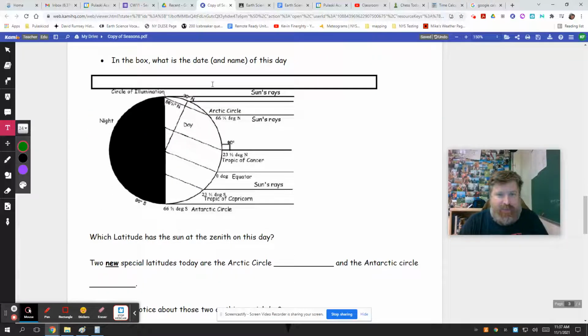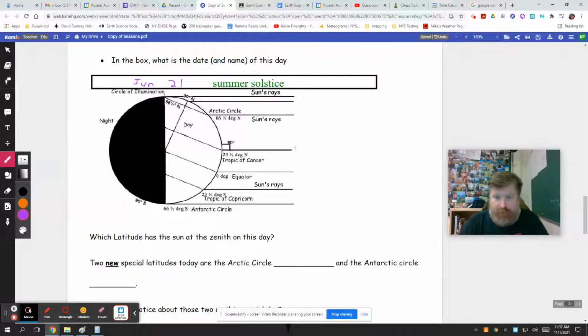So in this box, what is the name and date of this day? This would be the northern hemisphere tilted towards the sun. It is going to be June 21, which is the summer solstice. So here's the new thing.